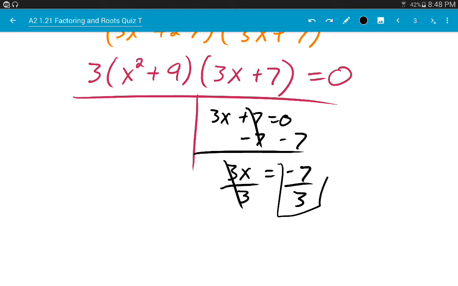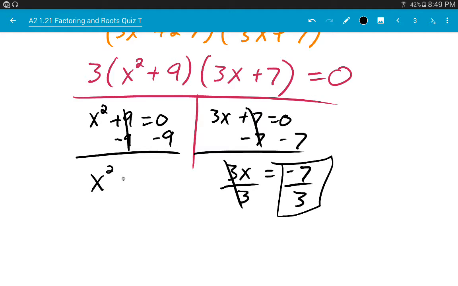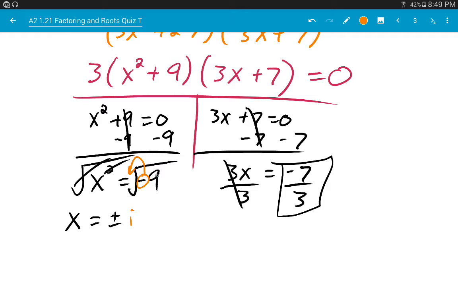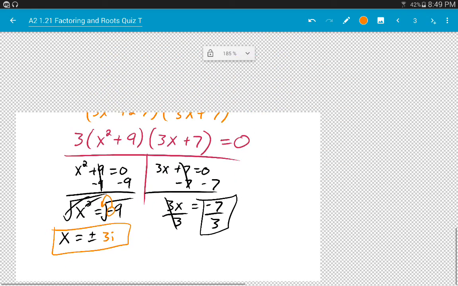That's going to be one of my roots. Now I don't care about this 3. It doesn't even have an x in it. So I only care about the x squared plus 9. Set it equal to 0, minus 9 on both sides. I get x squared is equal to negative 9. And I have to square root to get rid of the square on the x. Square and the square root cancel. X is equal to positive or negative square root of a negative, so negative comes out as an i. And the square root of 9 is actually 3. So I'll just rearrange this order. 3i. So it's my 3 roots. Plus or minus 3i, that's 2 different roots. Those are imaginary. And 1 real root, negative 7 over 3.